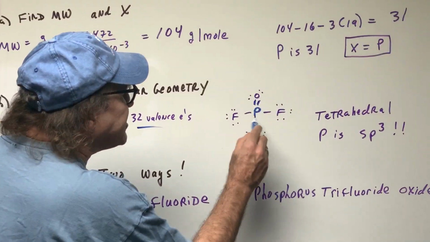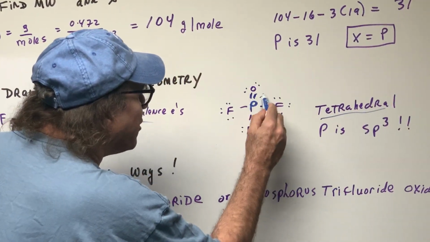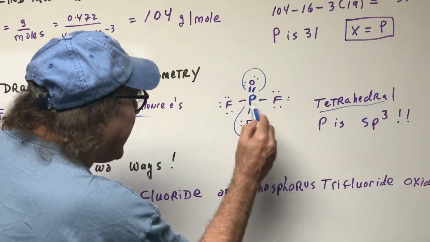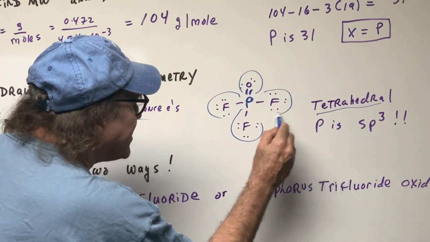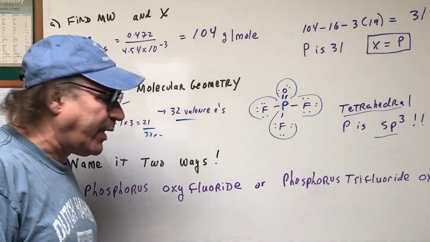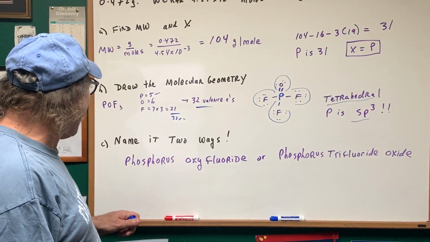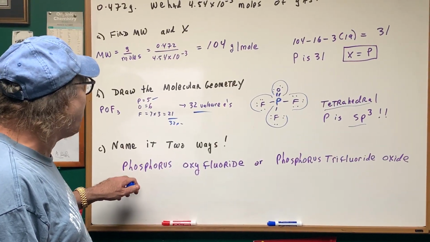All right, as you can see, this would be a tetrahedral molecular geometry, and we have 4 areas of space, meaning that the phosphorus is sp3. All possible questions that can land. And then, just to spice it up, name it 2 different ways.